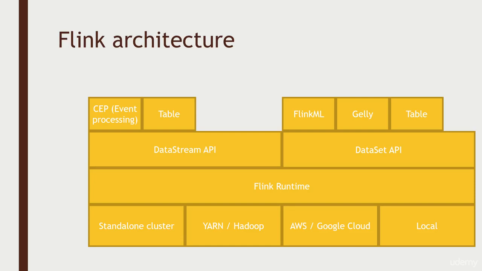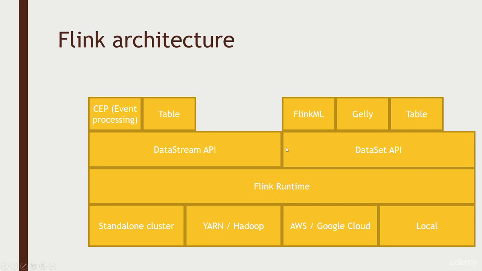A quick view of the Flink architecture. Flink itself is a runtime engine like Spark, and it can run on a standalone cluster that just runs its own thing, like Spark can. It can run on top of Yarn on Hadoop, like Spark can. And you can also run Yarn and Hadoop on Amazon Web Services or on Google Cloud. So that's just saying, yeah, you can run this in the cloud. And you can also run a local version of it if you just want to mess around with it. And that's what we're going to do at the end of this lecture.